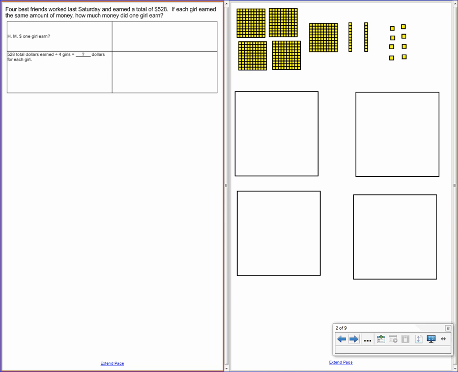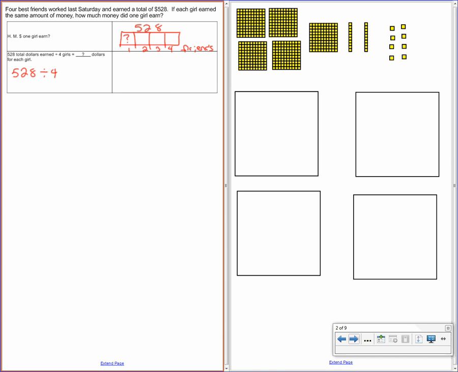So here's our problem. Four best friends worked last Saturday and earned a total of $528. If each girl earned the same amount of money, how much money did one girl earn? So I want to know how much money one girl earned. And so I've got four friends. 1, 2, 3, 4. Four friends. And they earned a total of 528. I want to know how much did one girl earn. And you can see that right here. My problem is going to be 528 divided by 4.